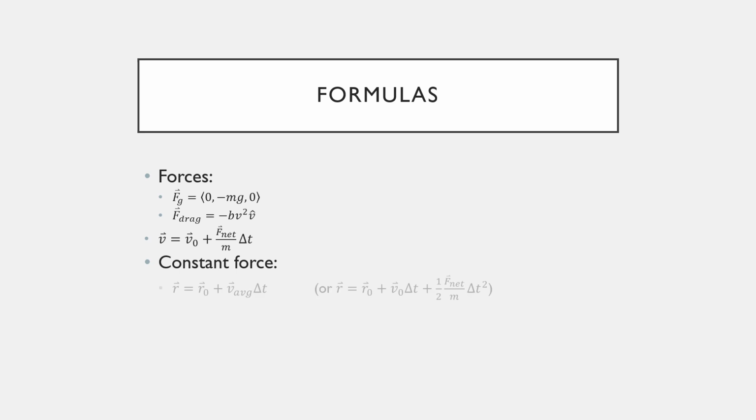For gravity only, the force is constant such that r equals r naught plus v average times delta t, v average being v initial plus v final divided by 2. The kinematic equation for position shown to the right can also come in handy as a way to combine position and velocity information into one equation. If drag is included, the net force becomes non-constant, in which case r equals r naught plus v final times delta t, as v final is a better approximation for the average velocity.